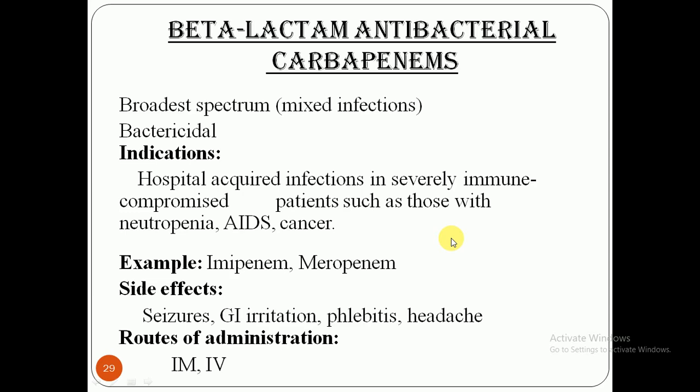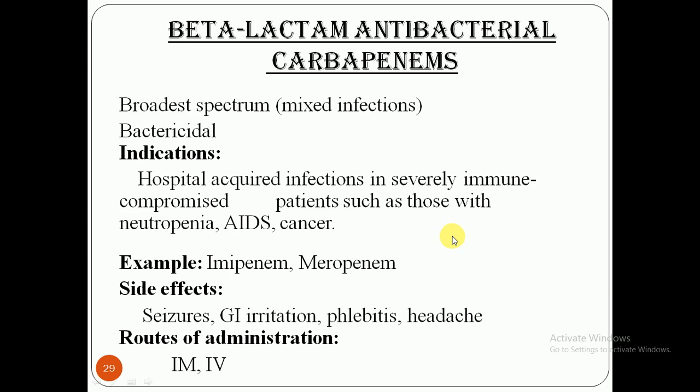Coming to the clinical indications or uses of these antibiotics, especially carbapenems. Carbapenems are used especially in hospital-acquired infections and severely immunocompromised patients, such as those with neutropenia (decreased count of neutrophils), AIDS, and cancers. They are widely used for a person who is immunocompromised, whose immune system is weak. So they are preferred for those patients who have neutropenia, AIDS, and cancer-like conditions.